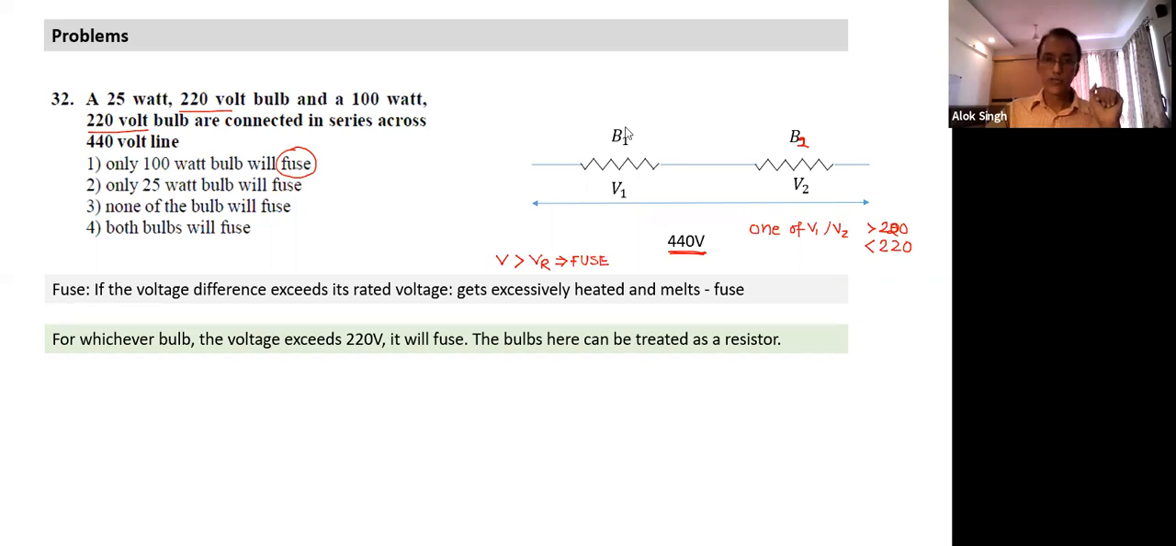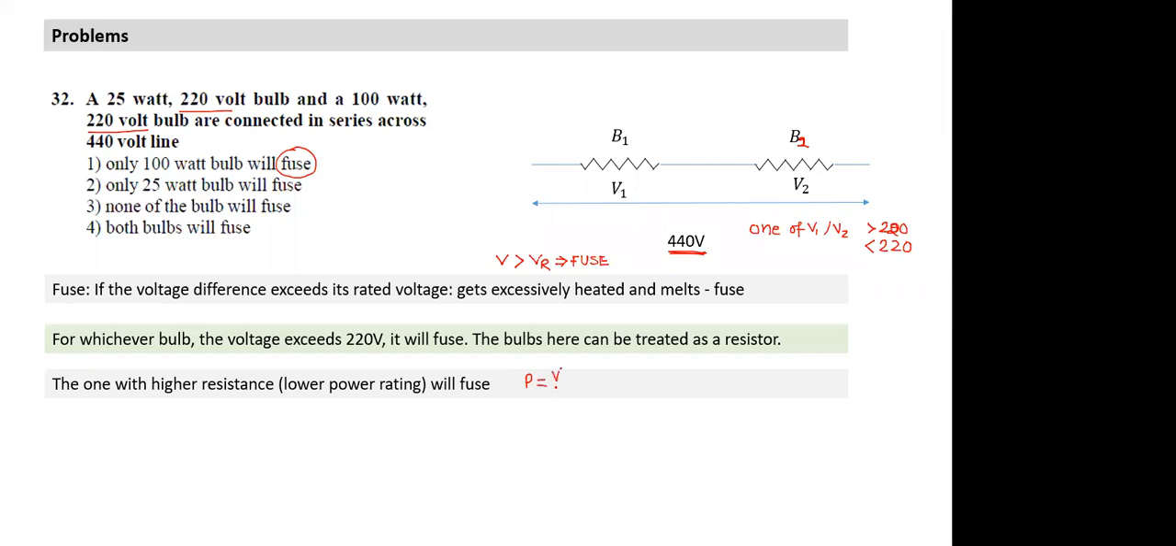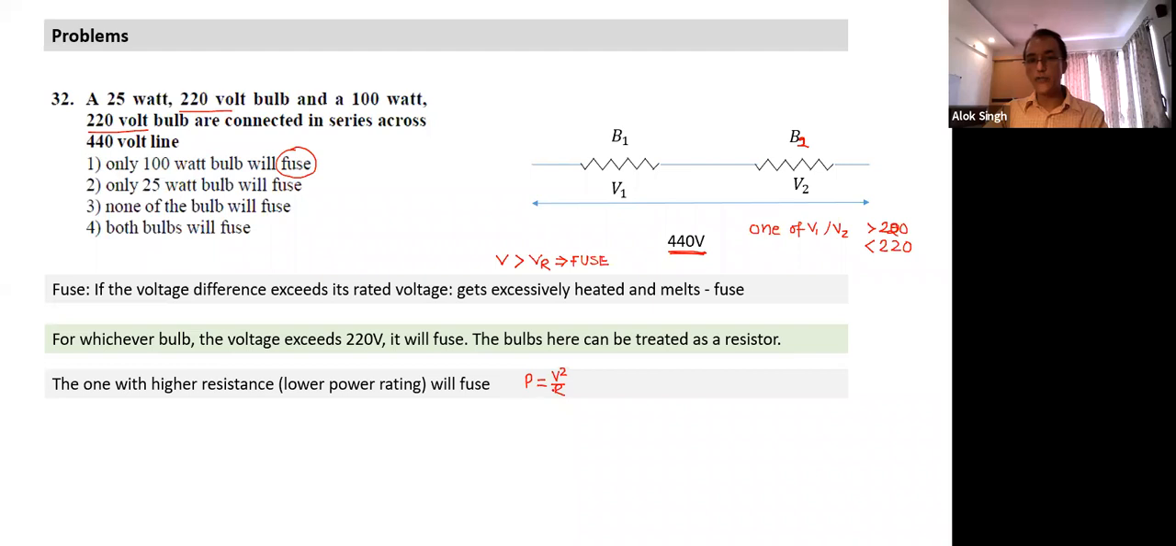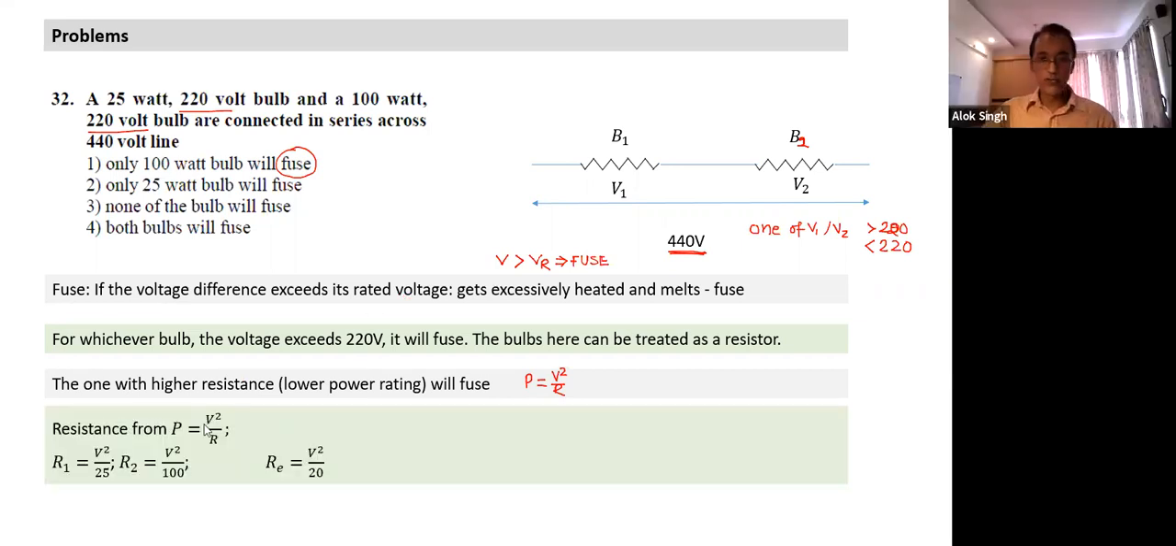The one with higher resistance will fuse. And what is R equal to? P is equal to V square by R. The resistance is higher when the power rating is low. The ratio is 4:1. We can do it this way, or we can do the resistance calculation. I can do it logic-wise.